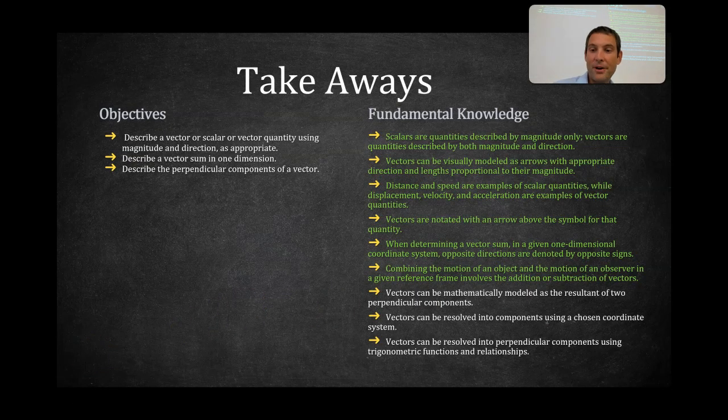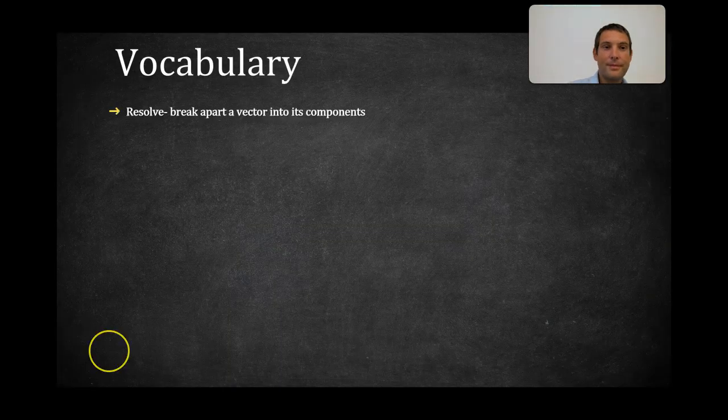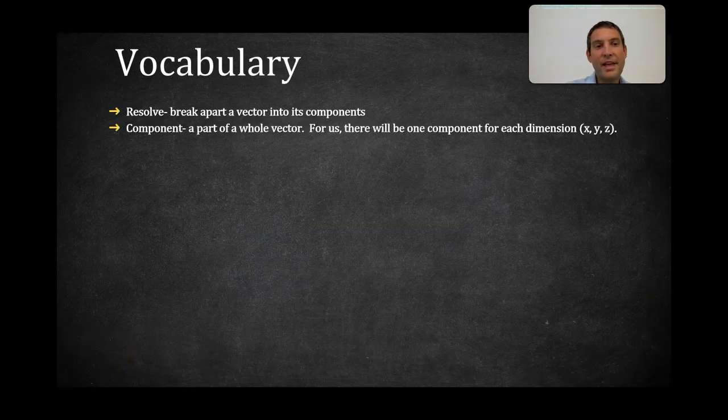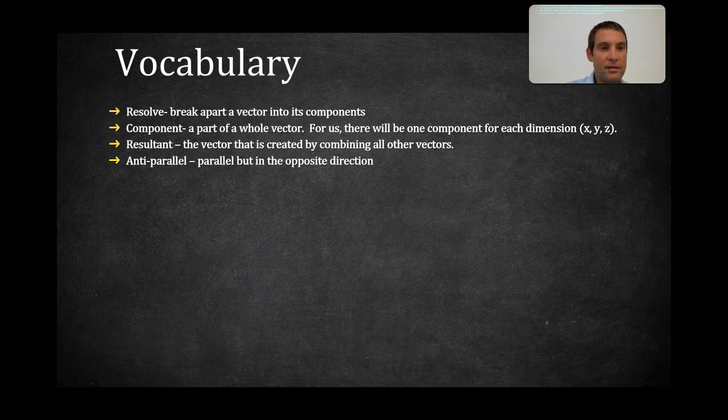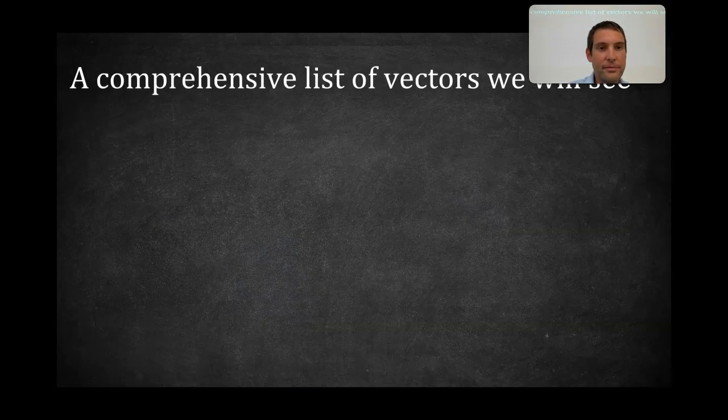Vectors can be resolved into components using a chosen coordinate system, and into perpendicular components using trigonometric functions. Resolve means break apart a vector into its components, and a component is a piece of a whole vector. There's one component for each dimension, x, y, or z. In AP Physics 1, we only deal with x and y components. The resultant is the vector created by combining all other vectors. Antiparallel means parallel but in the opposite direction.